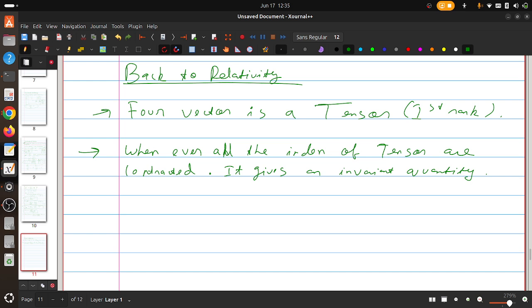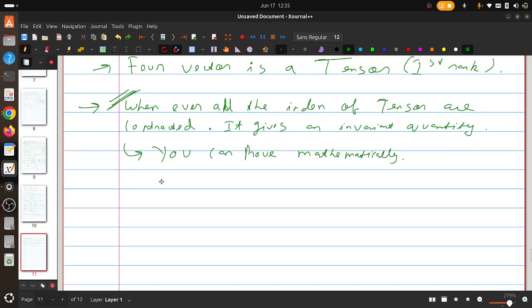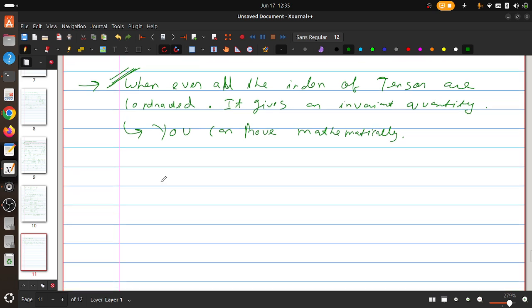See, I'm not saying anything out of the air. This statement you can prove. You can prove mathematically that when you contract a tensor, you will get an invariant quantity. Okay. So let's see what a contraction means.